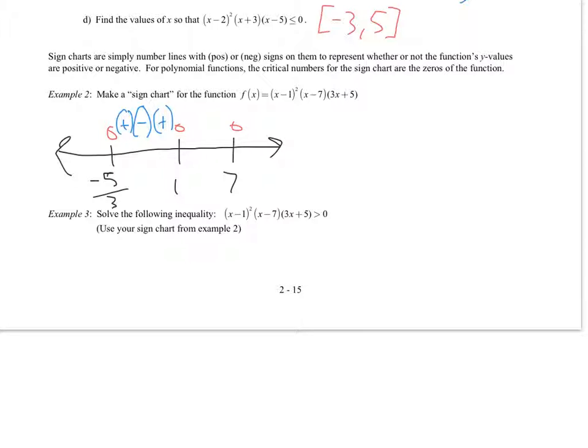Okay, so I need to go through and think, what is that telling me about an overall sign? So if I did a positive times a negative times a positive, overall this whole chunk would be negative. So on my graph, I know that part's going to be below the x-axis.